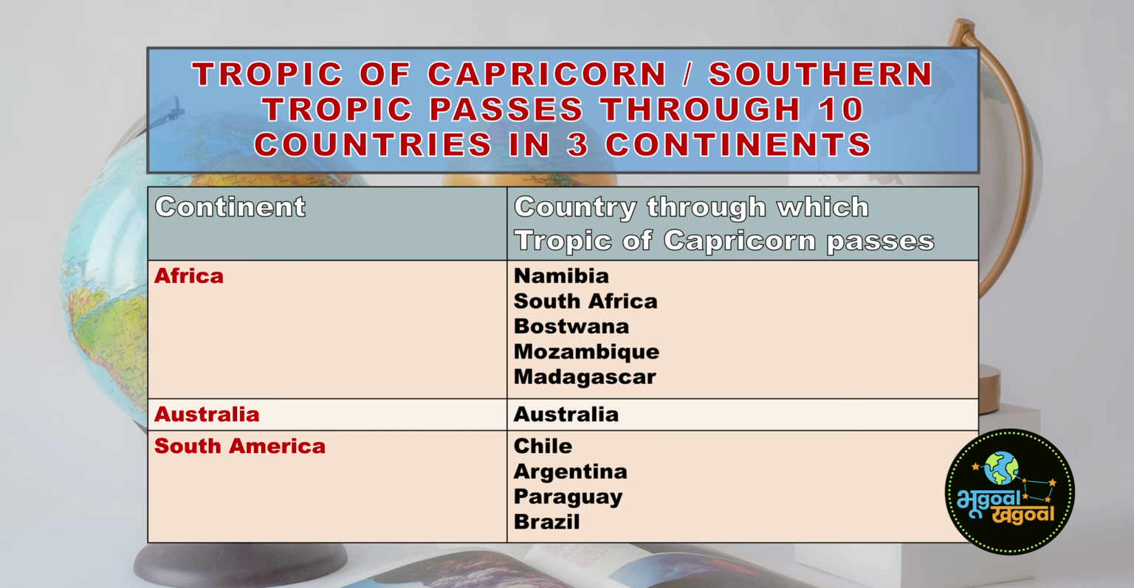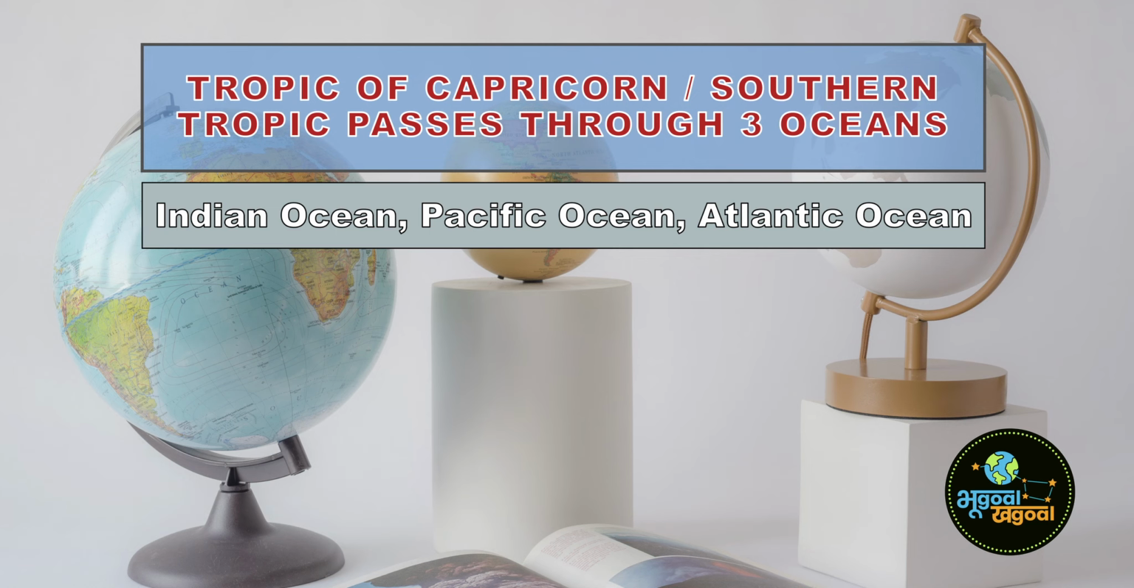Now this includes Namibia, South Africa, Botswana, Mozambique and Madagascar in Africa, the Australian continent, and Chile, Argentina, Paraguay and Brazil in South America. It also passes through the Indian Ocean, Pacific Ocean and Atlantic Ocean.